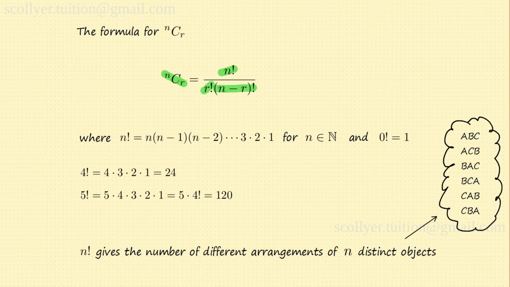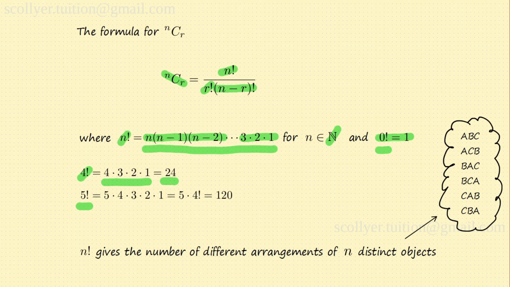If n is an integer in the set capital N, the set of counting numbers, i.e. 1, 2, 3, 4, 5, up to infinity, then n factorial is the product of the integers from n down to 1. n times n minus 1 times n minus 2, all the way down to times 3 times 2 times 1. If n equals 0, then n factorial is defined to be 1, and we shall see why that is the case later. So, for example, 4 factorial is 4 times 3 times 2 times 1, which is 24.